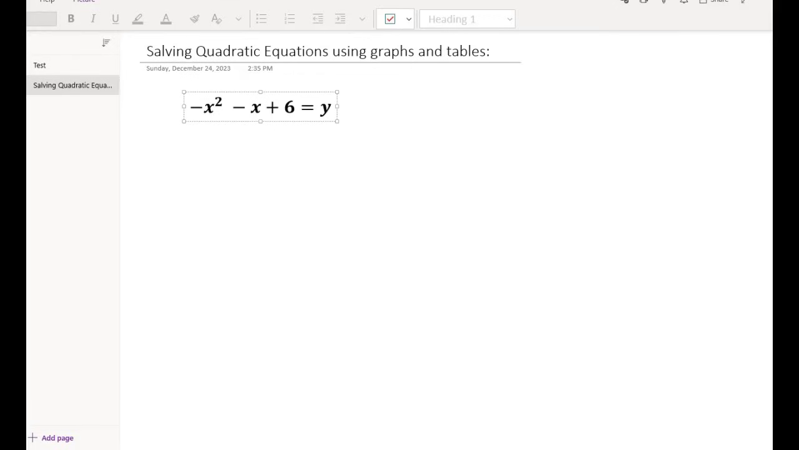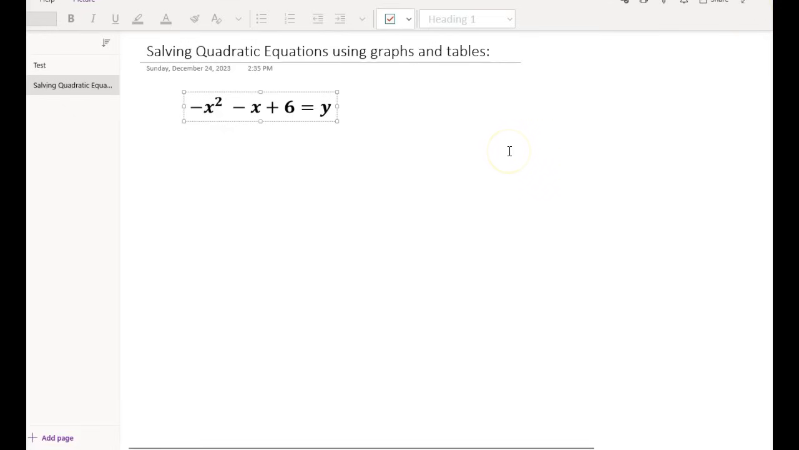Solving quadratic equations using graphs and tables, part 2. If you haven't seen part 1, please watch the first couple of minutes of it because of a couple of rules I have regarding plotting graphs, and just click up here and it'll get you there.